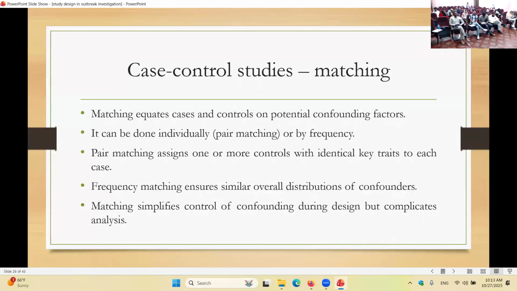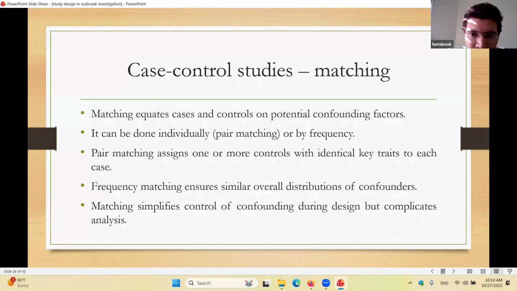Yeah, so exactly what you meant by matching and how you would execute the matching in case control studies. And if you have an example of how this can be applied to an actual disease or an actual situation where matching has occurred, I think it will give us a very good understanding of the process.